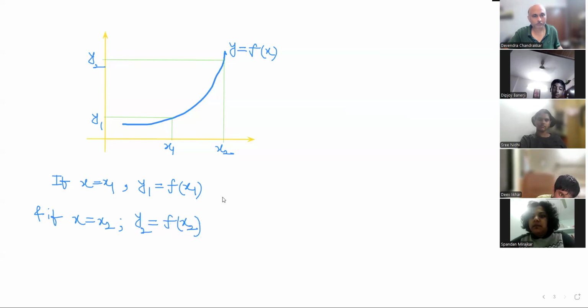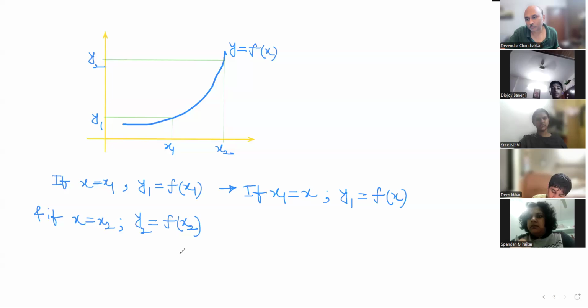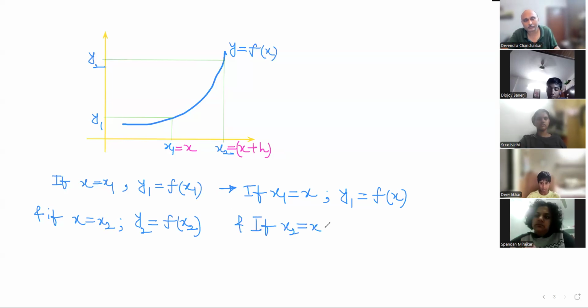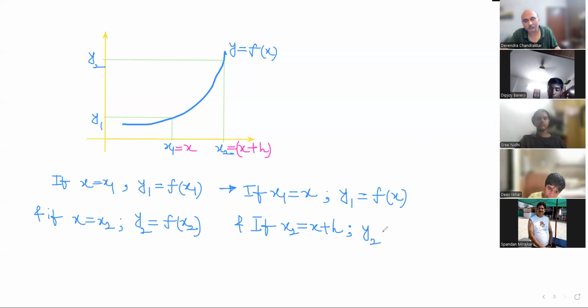So now take this one. If x1 becomes x, what will be y1 then? It will be f of x. Yes or no? So I write x1 as x and x2 as x plus small h. Right? So when x1 is x, y1 is f of x. And if x2 is x plus h, y2 is f of x plus h. Yes or no?